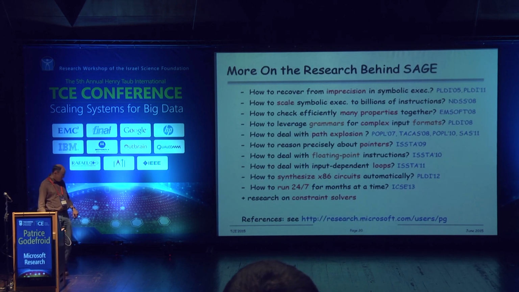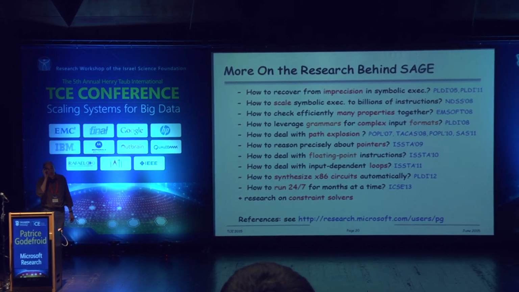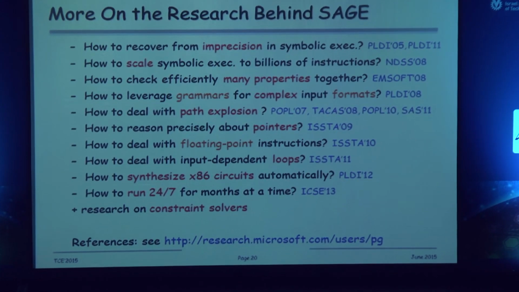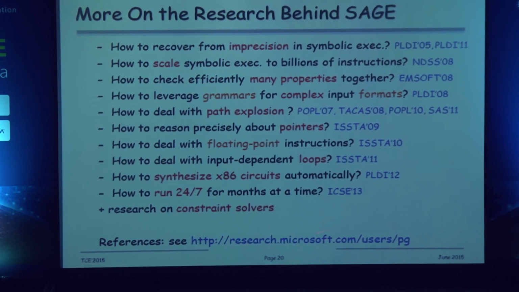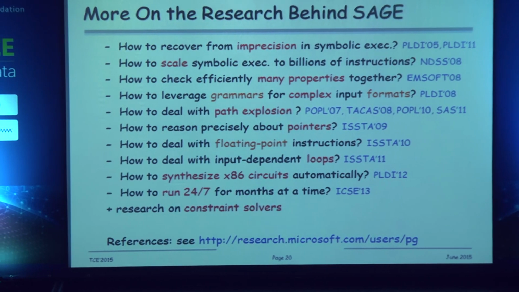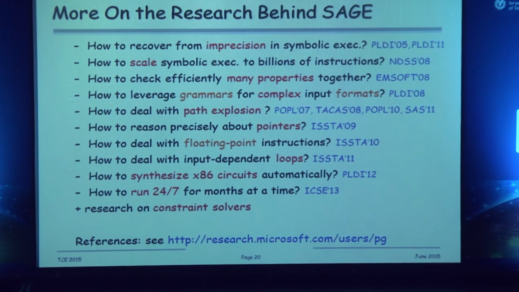There is much more about this work that I won't be able to talk about here. How do you deal with loops, pointers, and floating point instructions? What property do we check? And how do you scale symbolic execution for billions of instructions, etc.? You can go to my webpage or talk to me offline if you want more about this. And this is also joint work with a lot of people over the years.